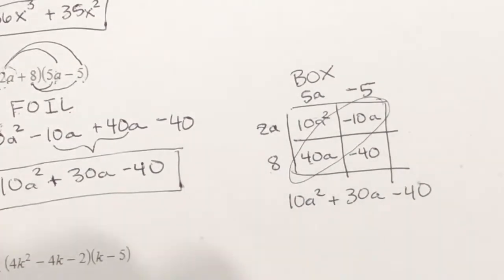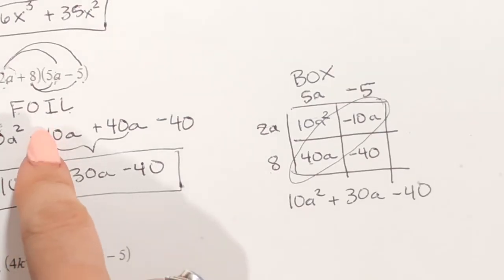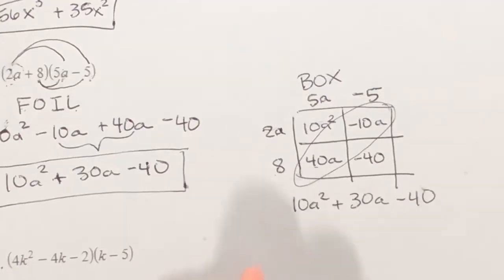So you really can pick. If you prefer foiling, go for it. I do think this method, once you get good at it, is faster than having to draw the box. But if you like to be organized and this resonates with you, go for it. You can do the box method.